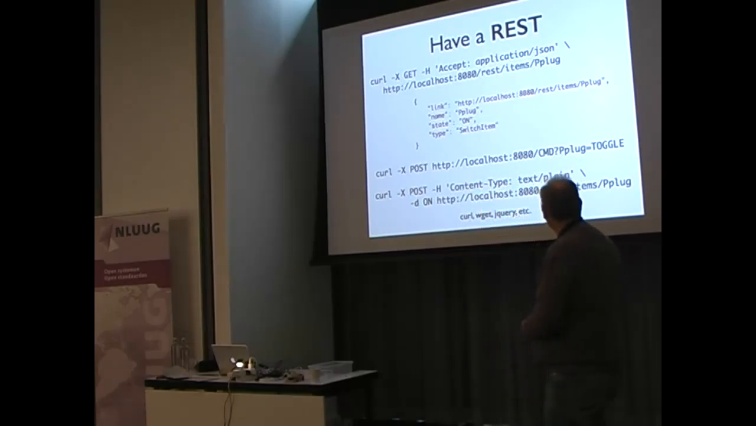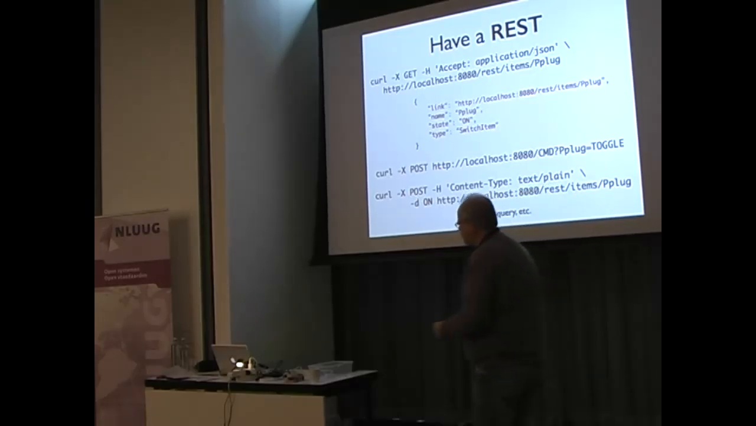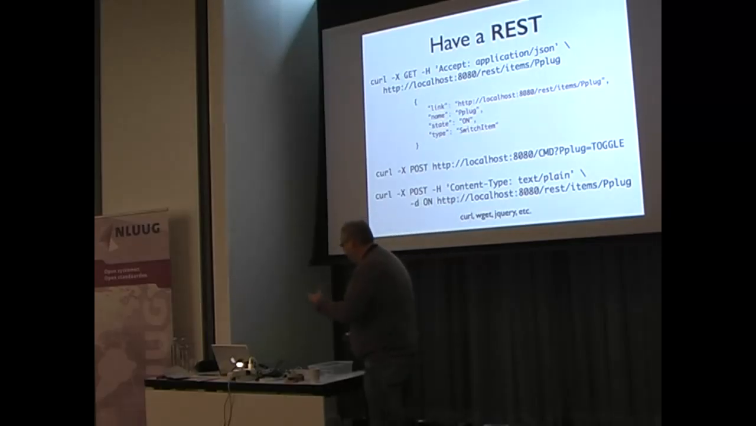You can toggle a particular switch. Toggle means turn it on if it's off and turn it off if it's on. You can also set a particular value with a POST. Here we're setting ON to that particular switch. We can do this via curl, via wget, via jQuery, via anything that speaks HTTP. OpenHab does JSON if we ask for JSON, and I think it does XML if we ask for XML. But who would ask for XML?